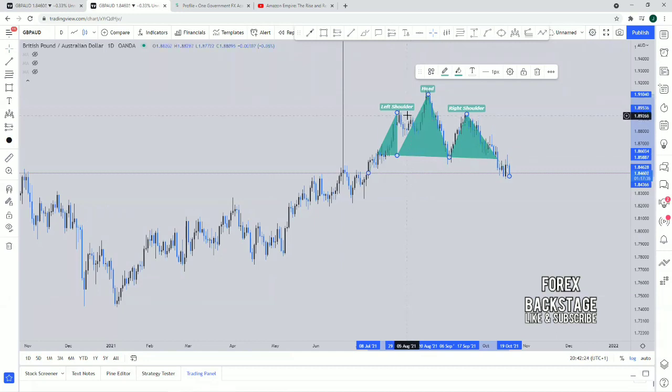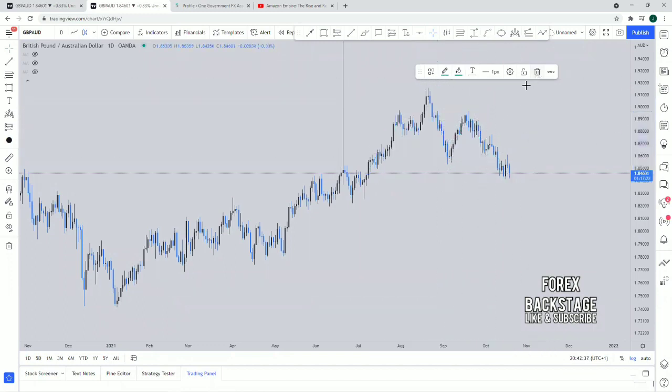When price is going to look for some sort of reversal, you're going to see something like a head and shoulder pattern when it's bullish. And when it's bearish and selling off, you're going to see an inverse head and shoulder, which is the opposite of this head and shoulder pattern.